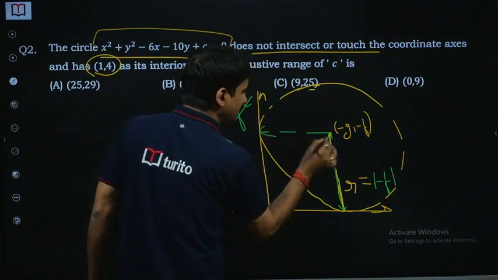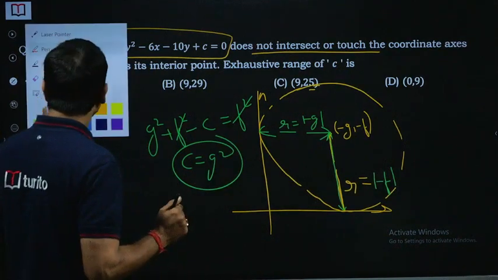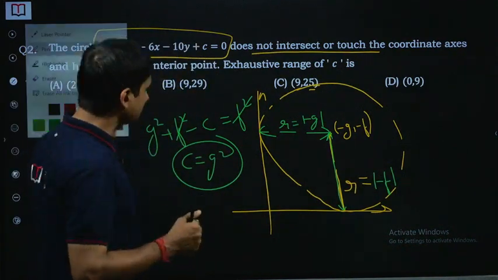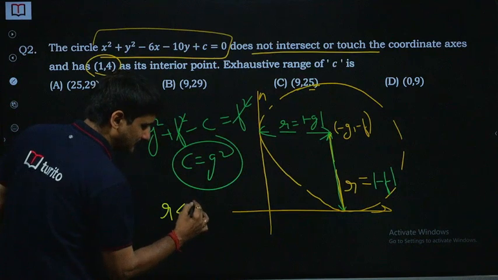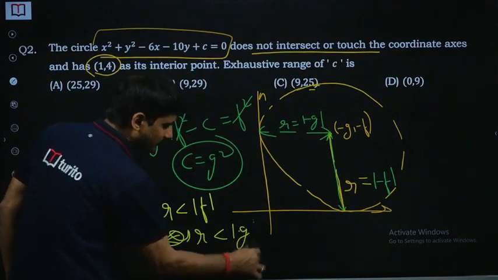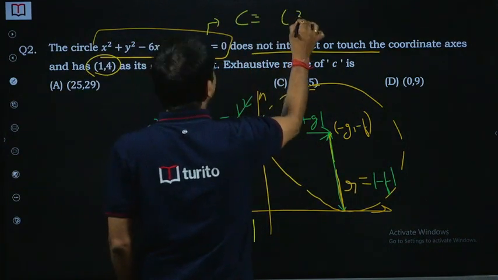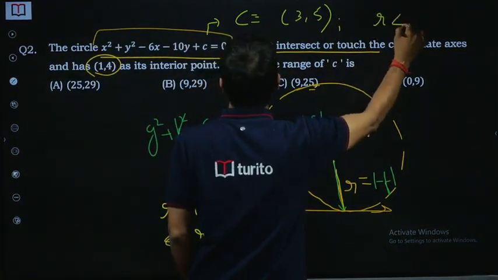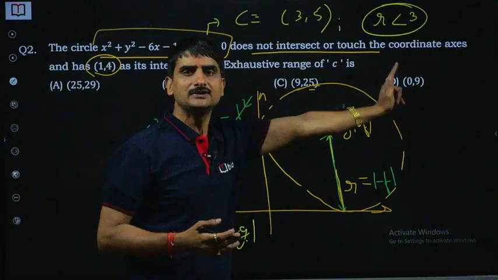Similarly, if it touches the y-axis, r should be equal to the abscissa of the center. So that's the extreme case. Now, if the circle doesn't intersect or touch the axes, that means the radius should be less than both: less than mod of f, and radius should be less than mod of g also. So that's one condition. Now the center is (3, 5), so for sure the radius should be less than 3, because if it's less than 3, it has to be less than 5.